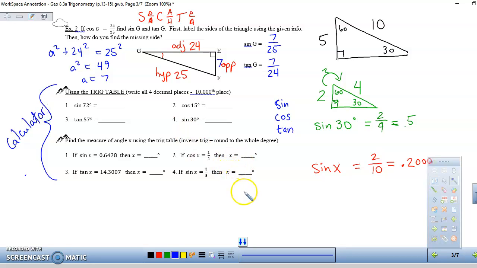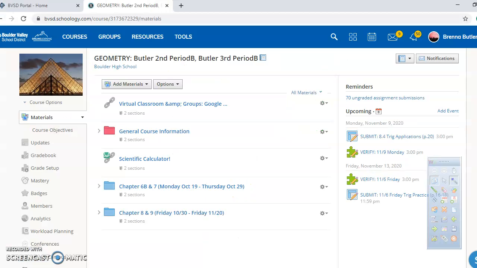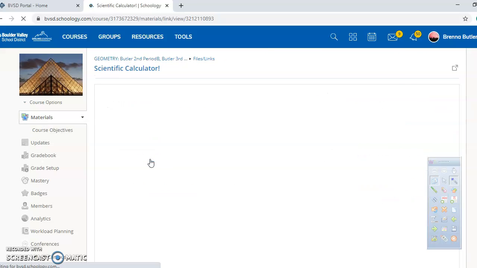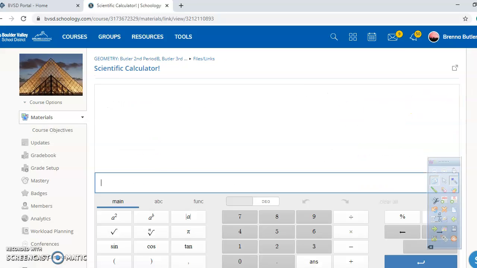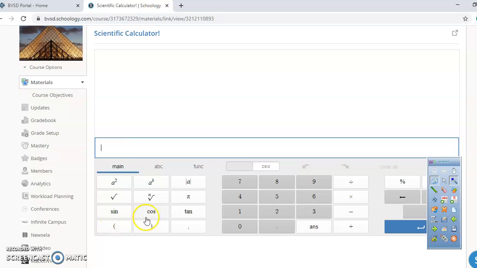If you do not have a calculator that has sine, cosine, and tangent buttons, I do provide one for you on the Schoology page. If you go to the normal geometry page, you'll see it right here: Scientific Calculator. You click on that, and then you have access to the sine, cosine, and tangent buttons here.